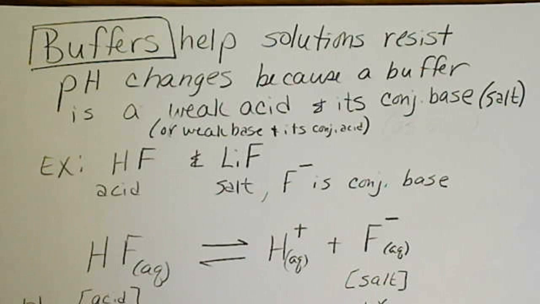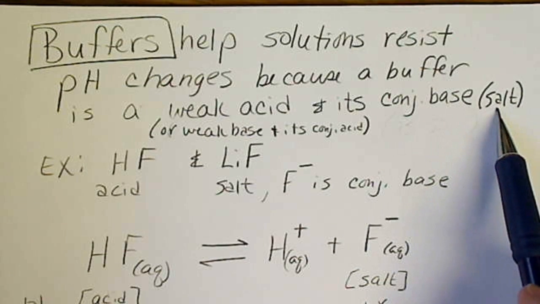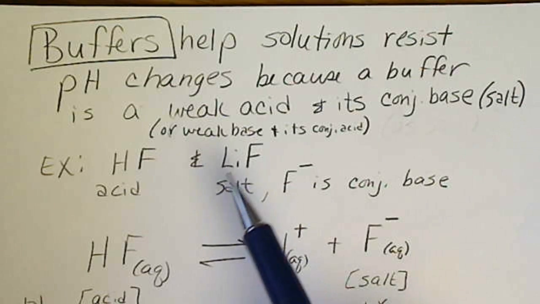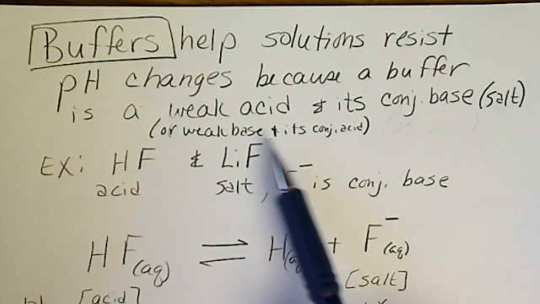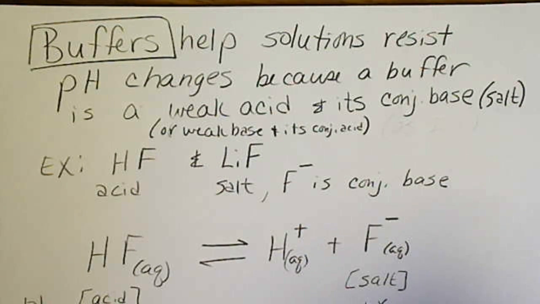We're going to be looking at a buffer solution, and a buffer will help resist pH changes. That is because the solution is made from a weak acid and its conjugate base in the form of a salt, or alternatively a weak base and its conjugate acid as a salt.